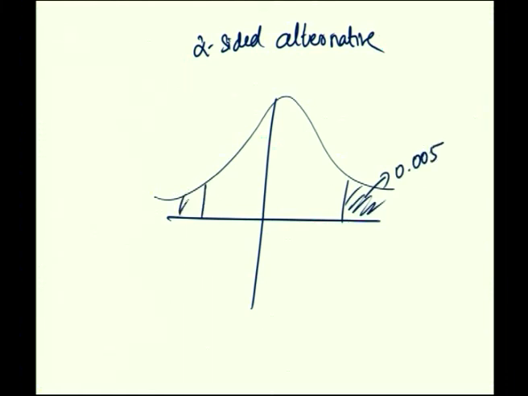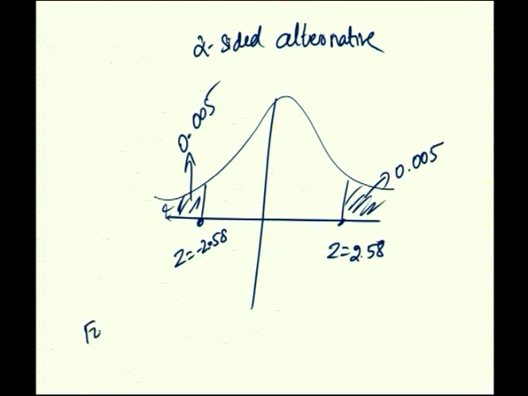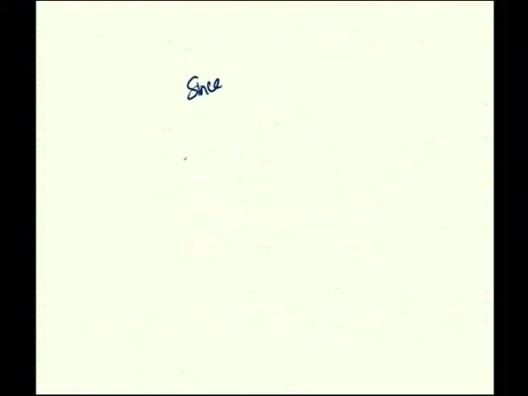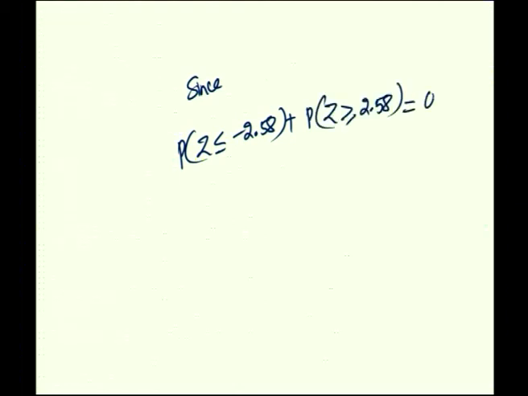For two-sided alternative, just draw, this is 0.005. So, the total is 0.01, and the corresponding Z value is 2.58. You can refer to the tables, minus 2.58. Therefore, for HA mu not equal to mu naught, the critical region is Z less than or equal to minus 2.58 and Z greater than or equal to 2.58. Since P of Z less than or equal to minus 2.58 plus P of Z greater than or equal to 2.58 is equal to 0.01.